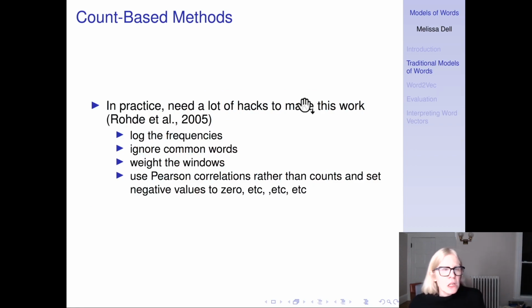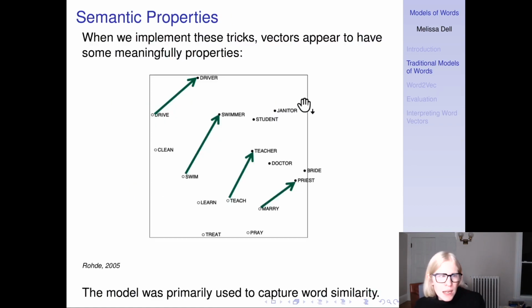And in practice, they needed a lot of hacks to make this work. In other words, remember the objective with a word embedding is that words that are used in similar contexts should have similar word vector representations. And so to get this count-based approach to work, you had to log the frequencies and ignore common words and weight the windows and do a whole bunch of other things. But once you did all of these hacks, you got something that looked mostly reasonable. And I'm citing a paper from 2005 that's sort of the seminal paper on these pre-deep learning methods.